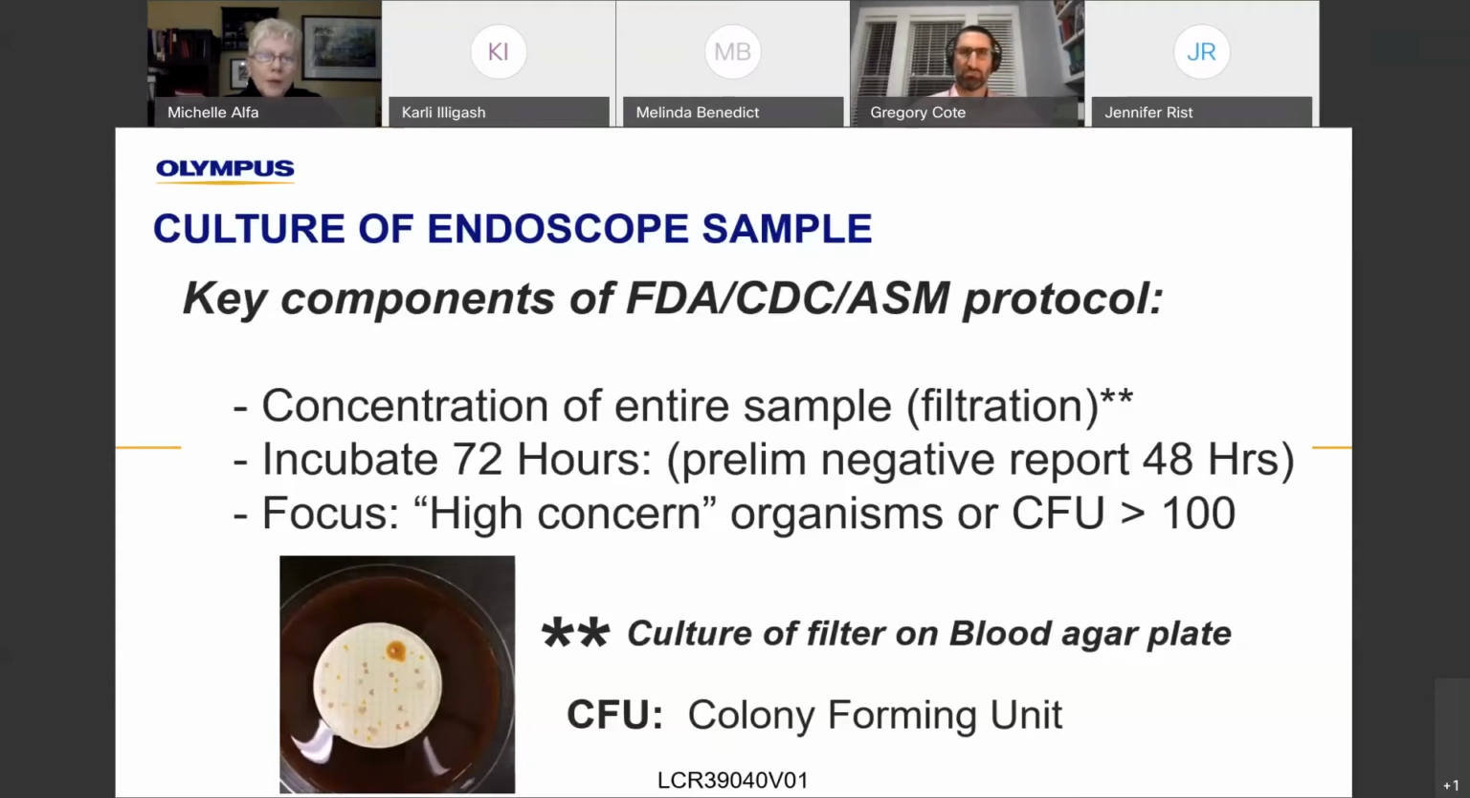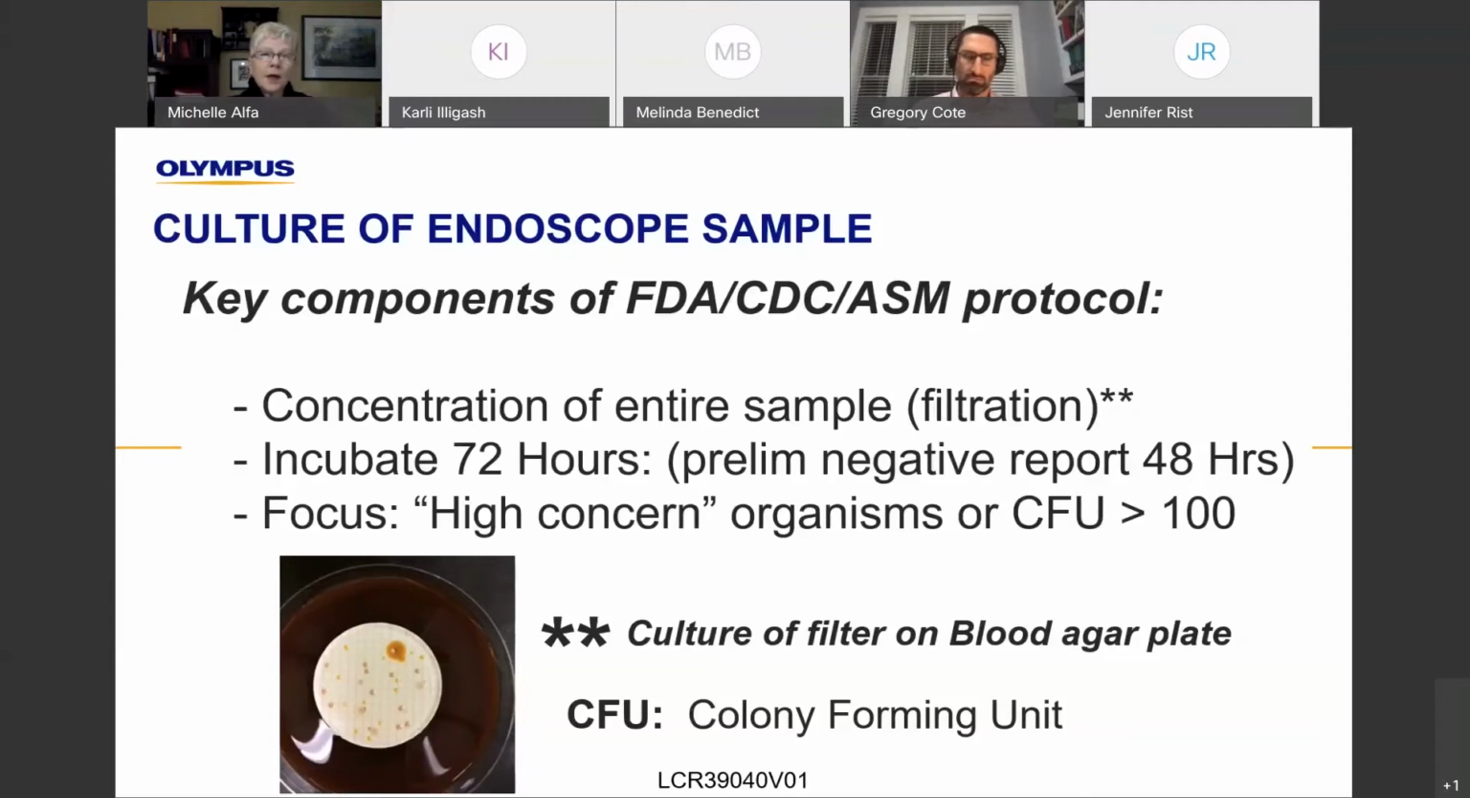And the focus is really on high concern organisms, those that have been associated with outbreaks, or where there are many colony forming units. So if there are more than 100 colony forming units, this membrane would be almost chock-a-block full of organisms. And that's an indication that something has gone wrong and would be considered unacceptable.